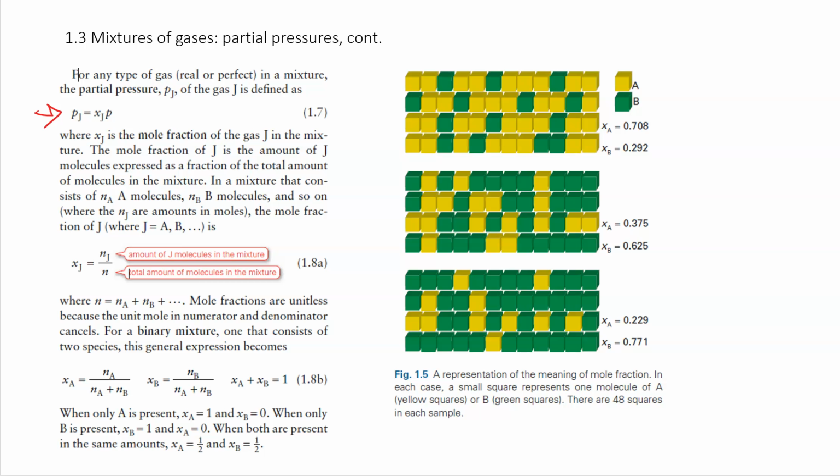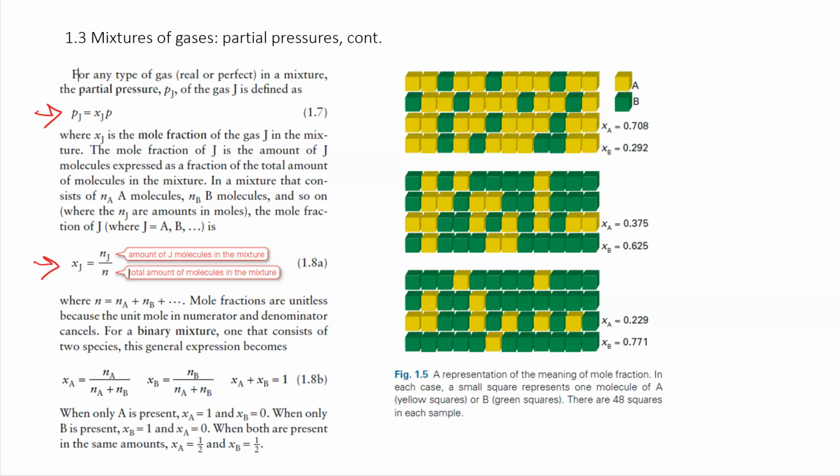In a mixture that contains N sub A molecules of component A and N sub B molecules of component B, and so on, you have all these different potential components, A, B, C, etc. The mole fraction of J, where J is A, B, C, etc., looks like the following. And this is really just another way we can get at partial quantities.